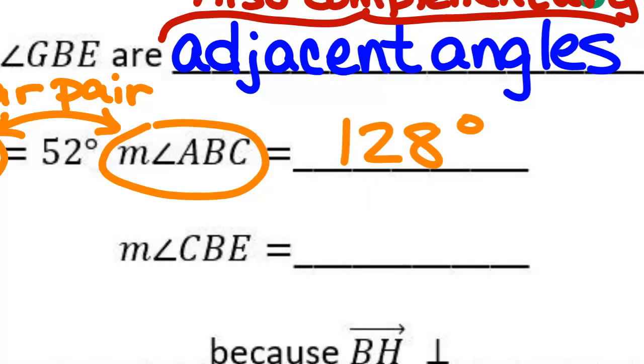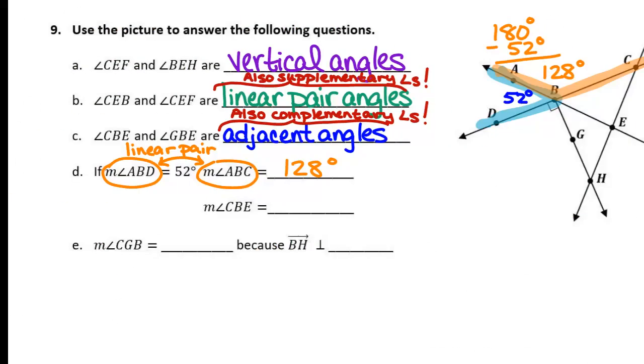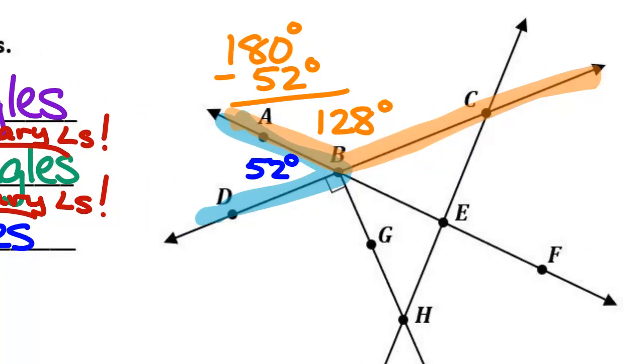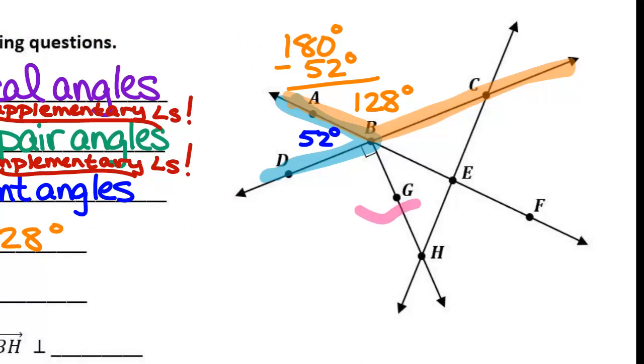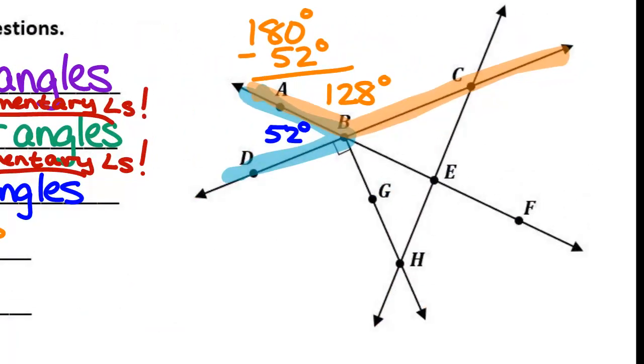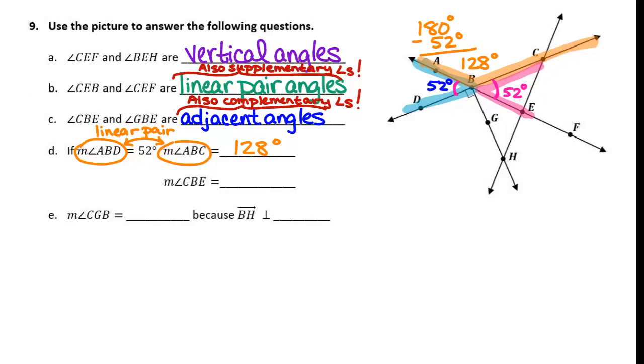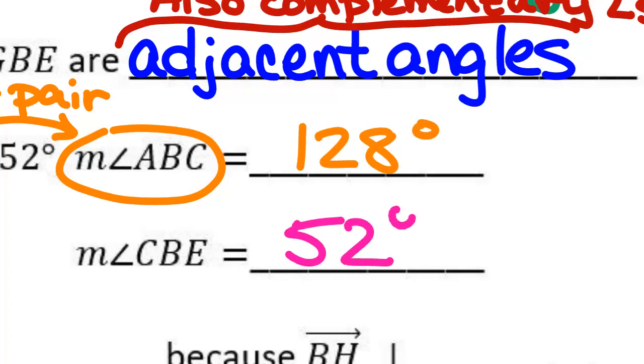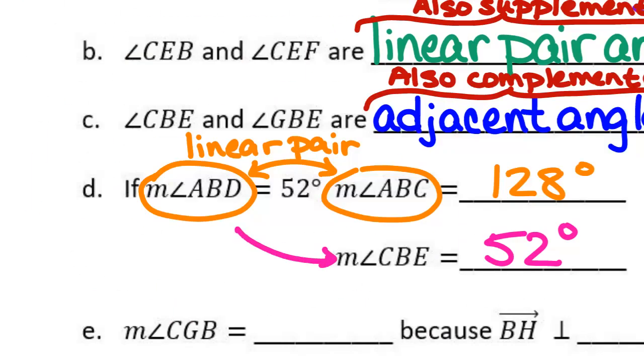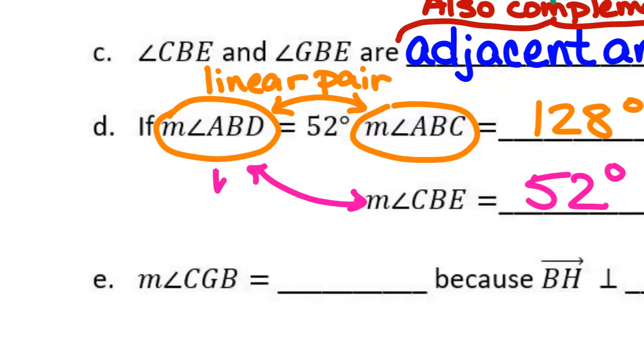What about angle ABD and angle CBE, this one here. So don't pay attention to the orange one, just the blue and the pink. It's 52. Tell me why. Yep, it's an opposite angle. It's a vertical angle with this first one. So that is 52 degrees. Because these two angles are vertical angles.